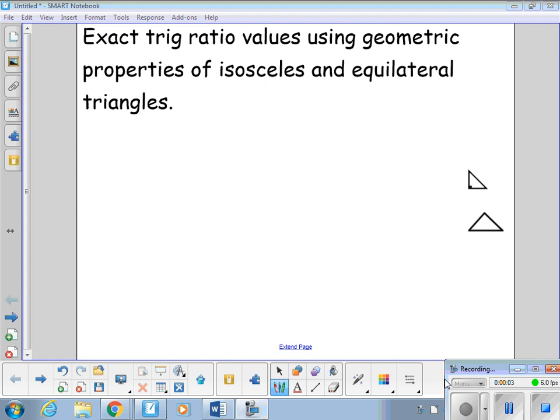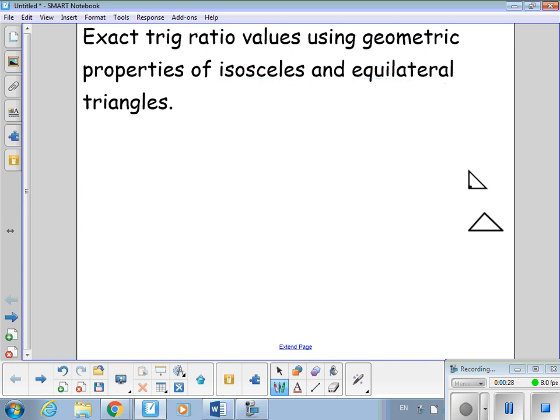Okay, so when you're asked to find the exact trig ratio values using exact values, what you're doing is actually using things we know about geometric properties of certain triangles. The two triangles that we're working with are isosceles and equilateral. So from geometric properties that we know about isosceles and equilateral triangles, that helps get us exact values.